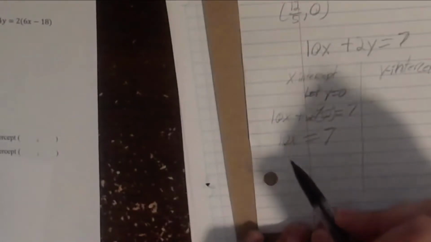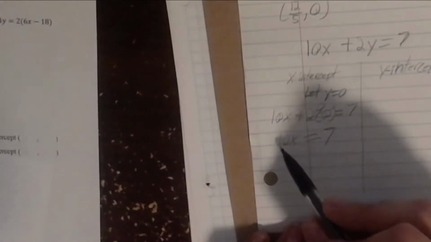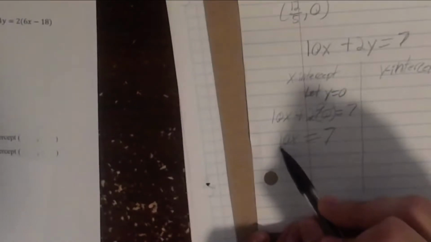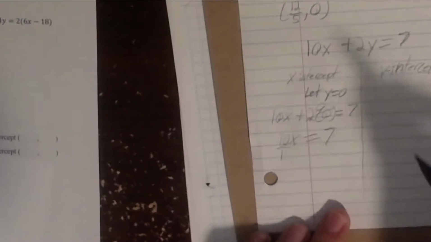Now we have 10x equals 7. Now, how do we get x by itself? We need to get rid of this 10 in front. We want a 1 in front. How do we get rid of it? We have to divide, but not just any number. Well, we can divide any number, but we want a 1 in the front.